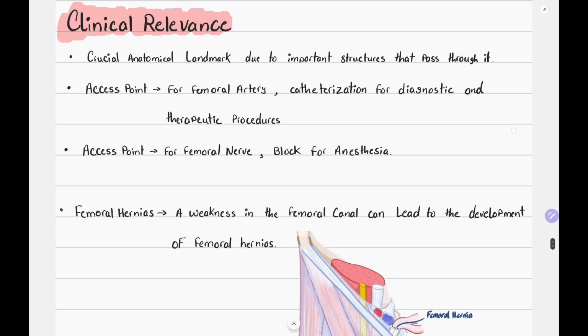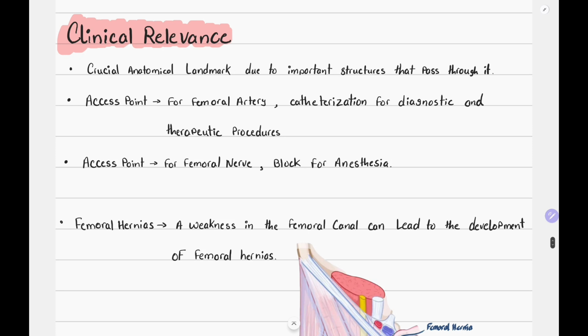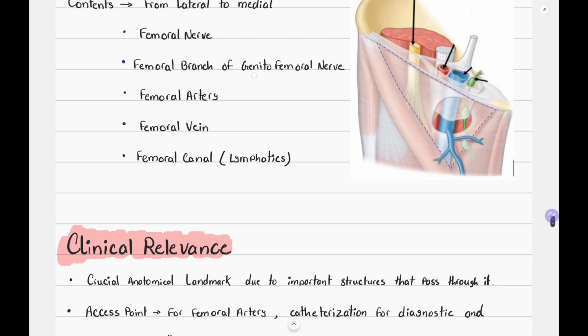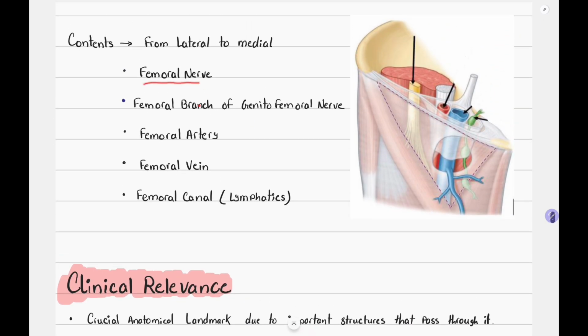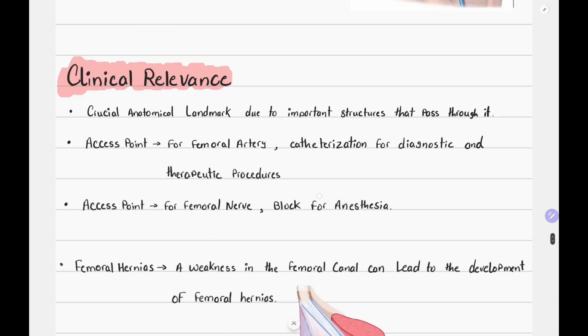Coming to the clinical relevance. The femoral triangle is a crucial anatomical landmark due to the important structures that pass through it. We have already covered the structures. The important structures are the femoral nerve, femoral branch of genitofemoral nerve, femoral artery, femoral vein, and femoral canal.